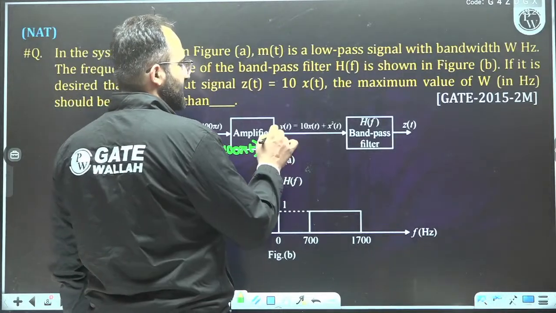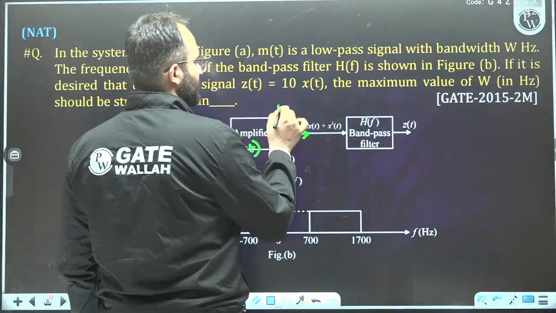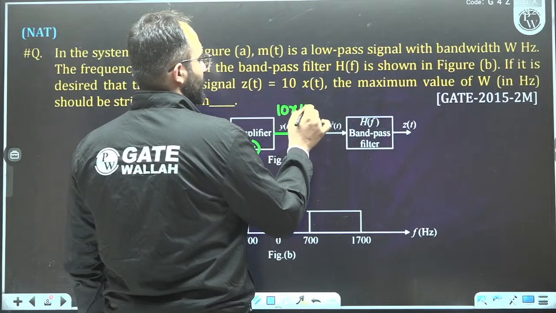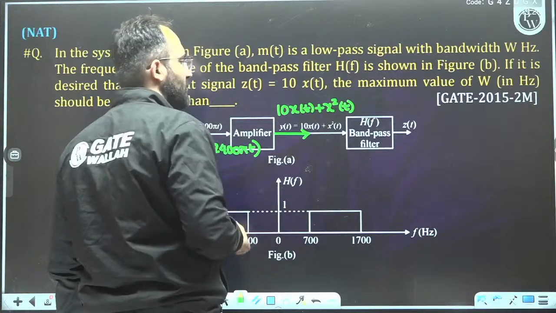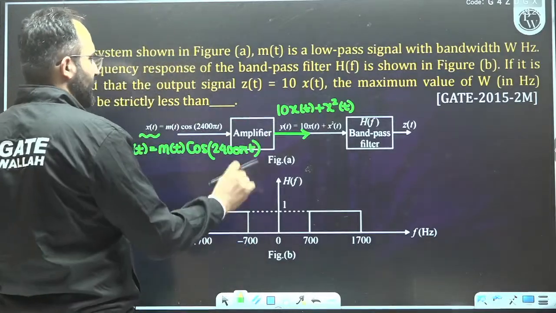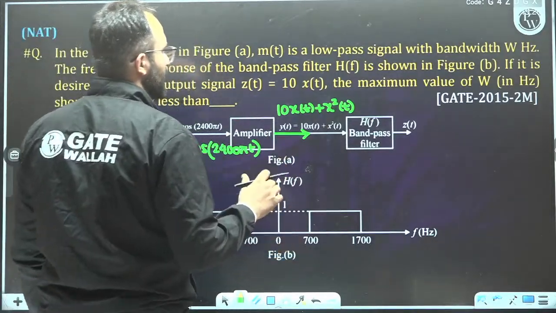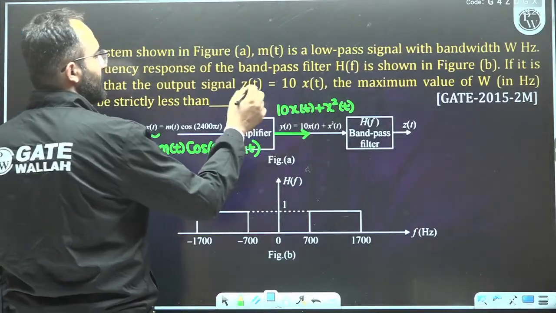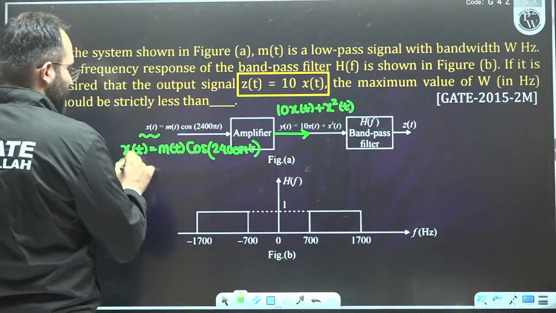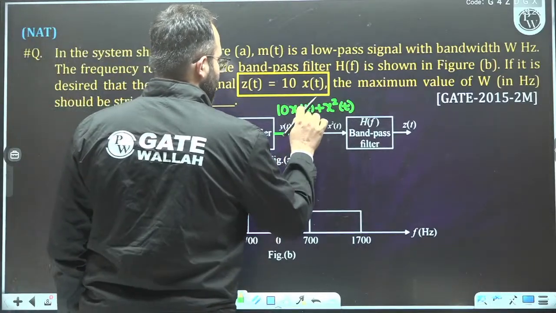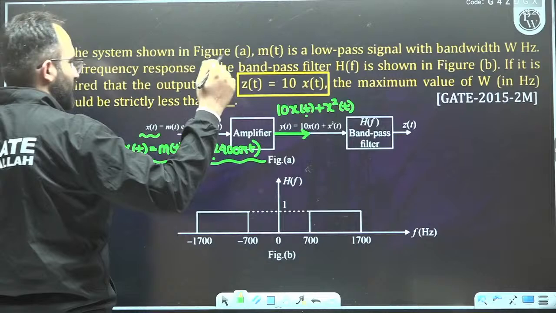And here we can see that the amplifier output is n x(t) plus x square(t). Okay, and this is the band pass filter that is given to us. We want that the output of the band pass filter should be equal to 10 times x(t). That is, we want that only the 10 times x(t) term should go outside the band pass filter.